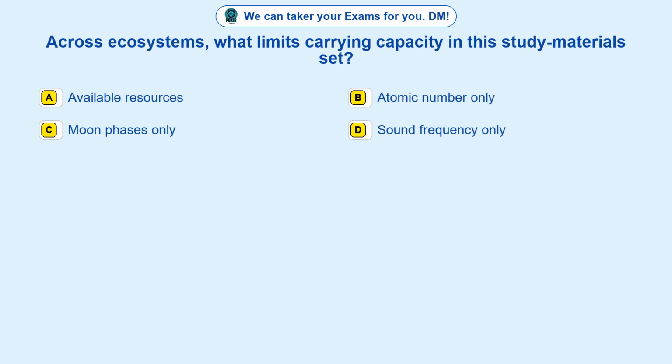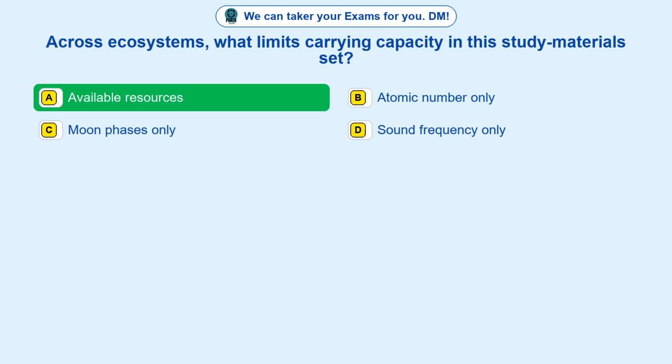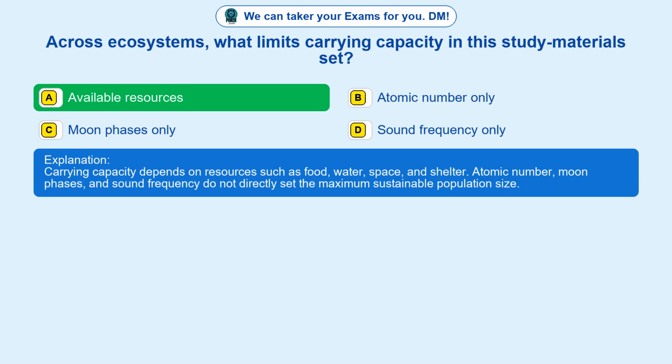Question 29. Across ecosystems, what limits carrying capacity in this study material set? Option A, available resources. Option B, atomic number only. Option C, moon phases only. Option D, sound frequency only. The correct answer is option A. Available resources. Carrying capacity depends on resources such as food, water, space, and shelter. Atomic number, moon phases, and sound frequency do not directly set the maximum sustainable population size.